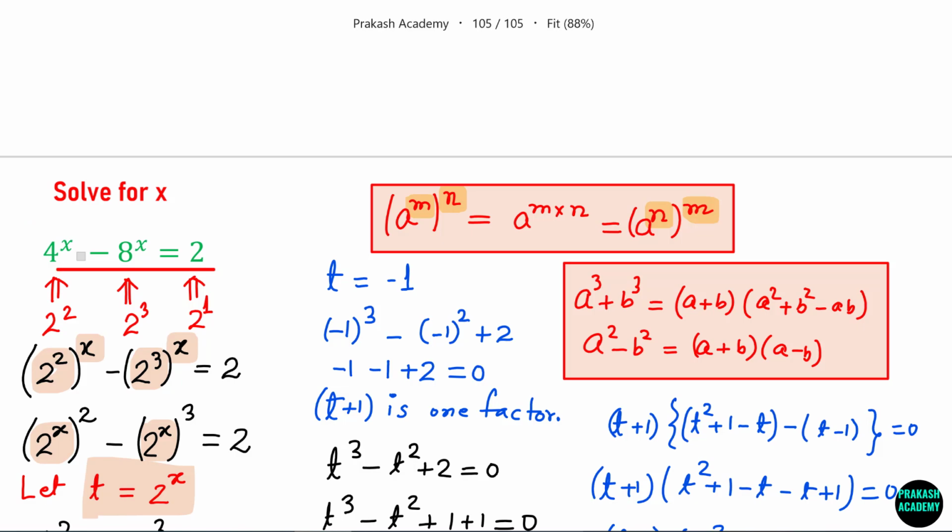So for this equation, no solution exists.